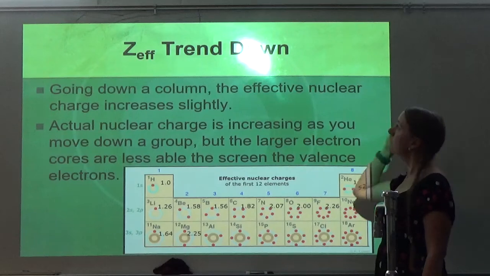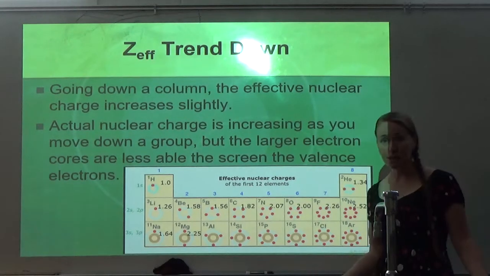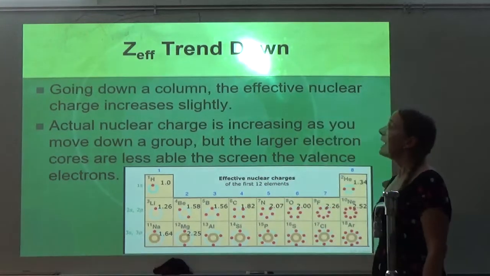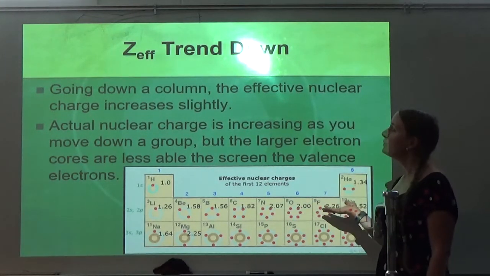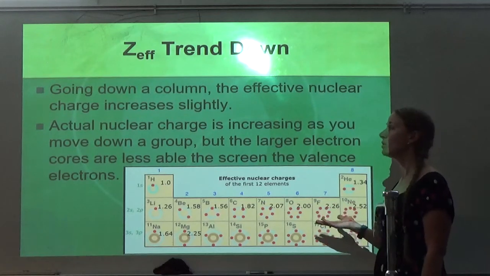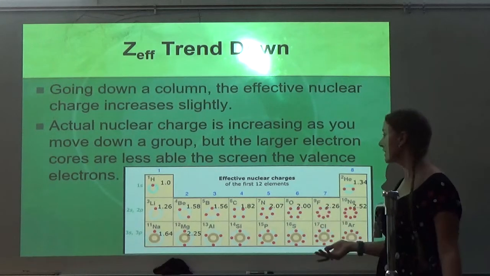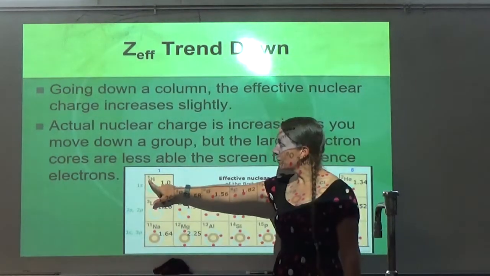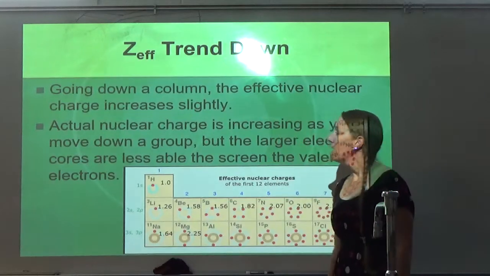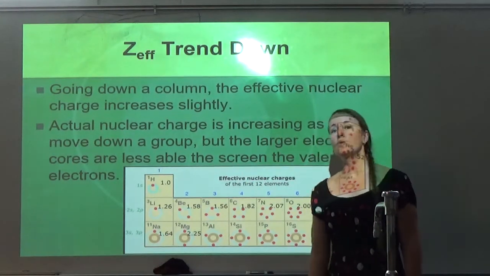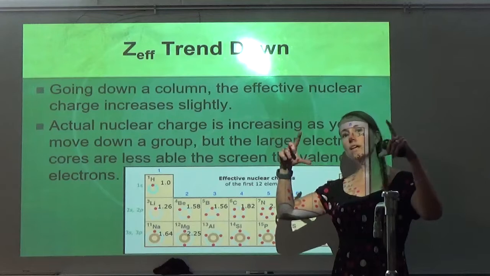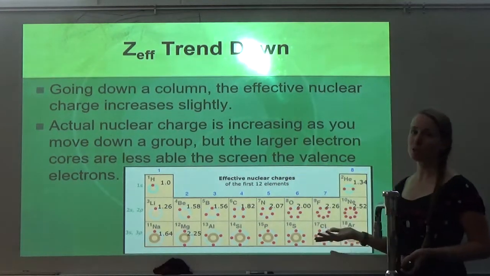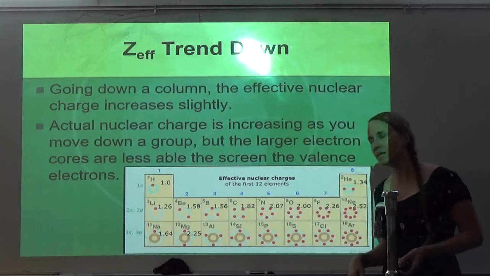Well, going down a column, the effective nuclear charge increases slightly. So remember, this is our one where it's increase and increase. Actual nuclear charge is increasing as you move down a group, but the larger electron cores are less able to screen the valence electrons. Okay, so as you move down, clearly the nucleus is getting stronger. We have atomic number 1, then 3, then 11. And yes, we are adding more core electrons, but the farther the core electrons are from the nucleus, the less they can screen or shield the valence electrons. So that's why it still does increase slightly.